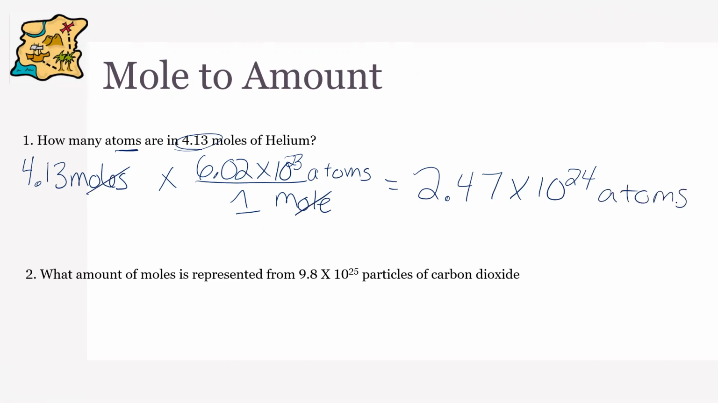The next problem, we're starting with a counting number. In this case, the label is particles, but again, this is an amount. So the label can change. Now, in this case, we want to be dividing by this number, which is also known as Avogadro's number.